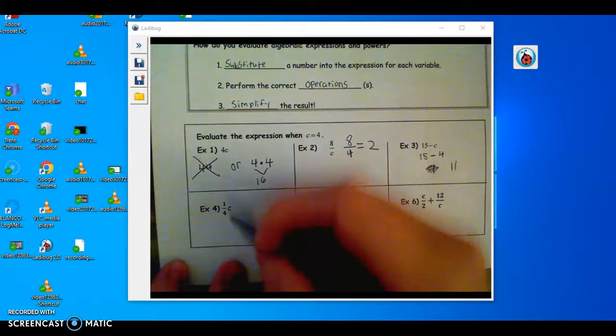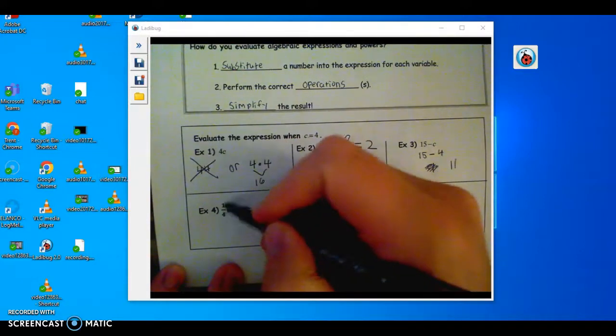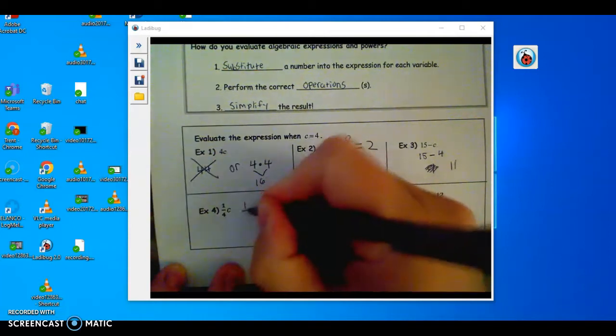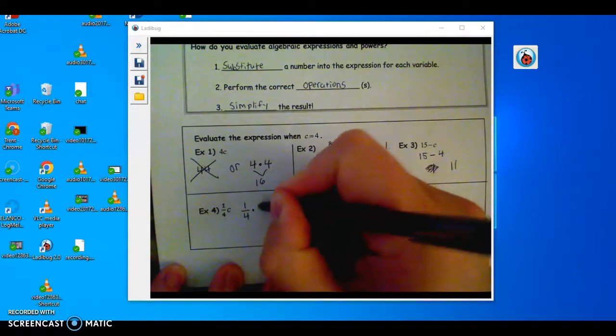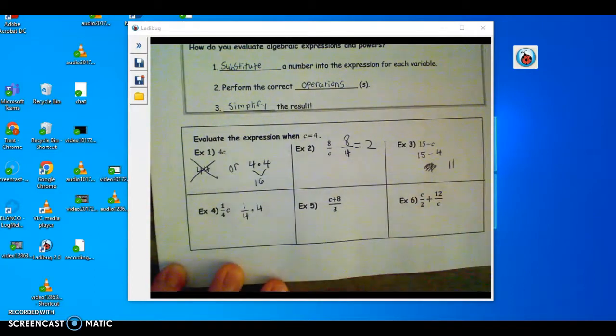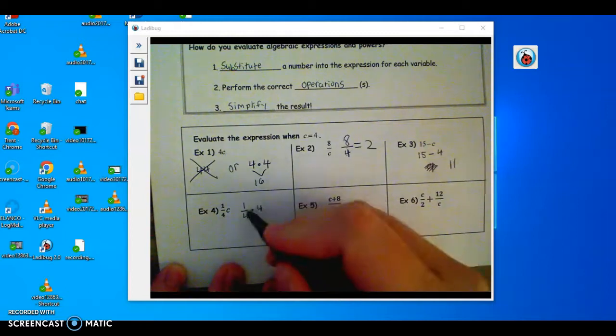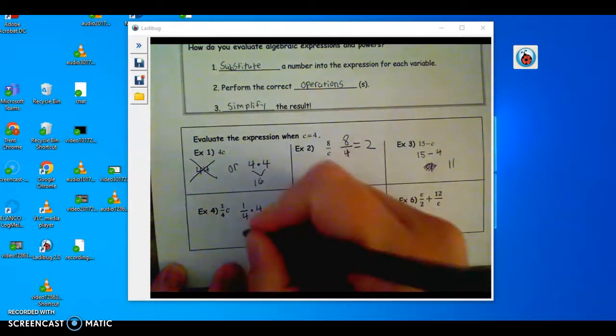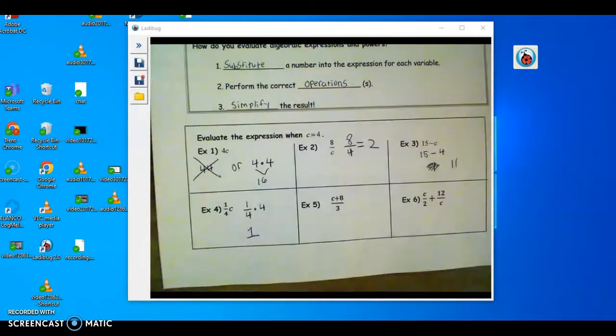Example 4, 1/4 of c. Again, very similar to example 1, the 1/4 next to the c means multiplication. So we're taking 1/4 times 4. Multiplying by 1/4 is the same as dividing by 4. Not sure how to do that? You can use the calculator. To put a fraction in the calculator, use the ABC button. You do 1 ABC 4 times 4. That is just a big old positive 1.